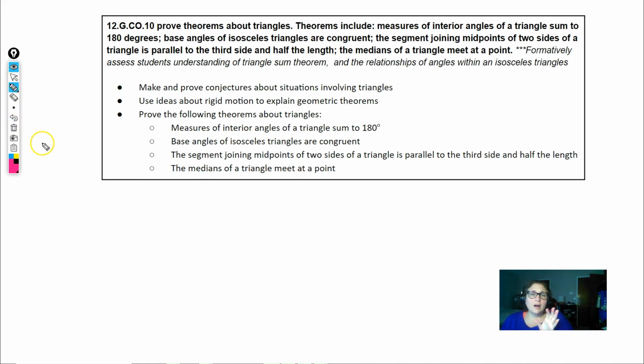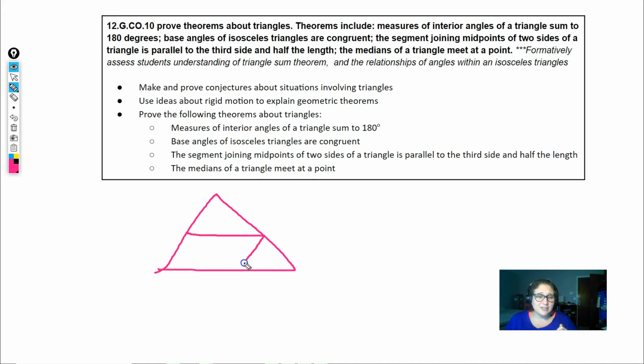Next, the segment joining the midpoints of two sides is parallel to the third side and half the length. Remember, this was the one day that I said this is my favorite geometry thing ever because it's just math and no one invented it. So this was my favorite theorem. This was the mid-segment theorem. All this says is that if this right here is 5, because of this hidden parallelogram, this piece has to be 5.